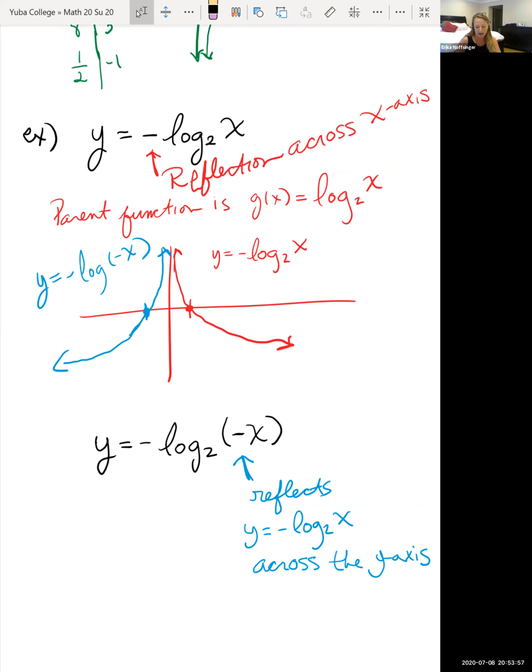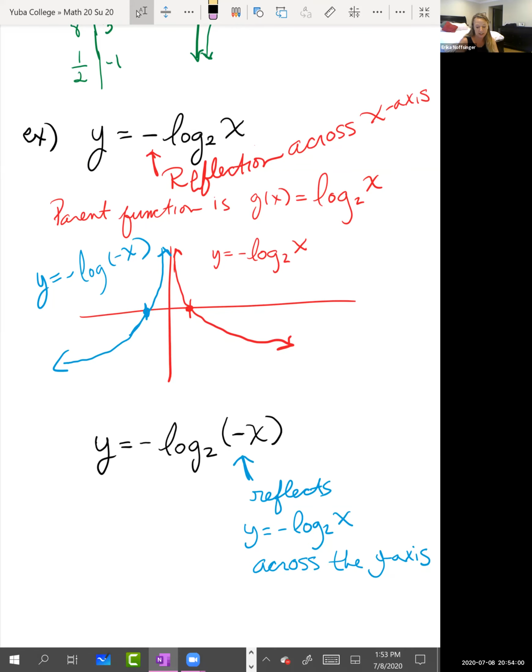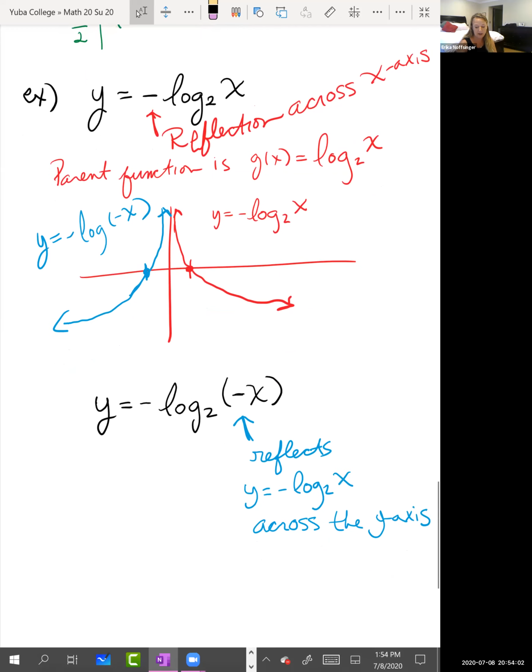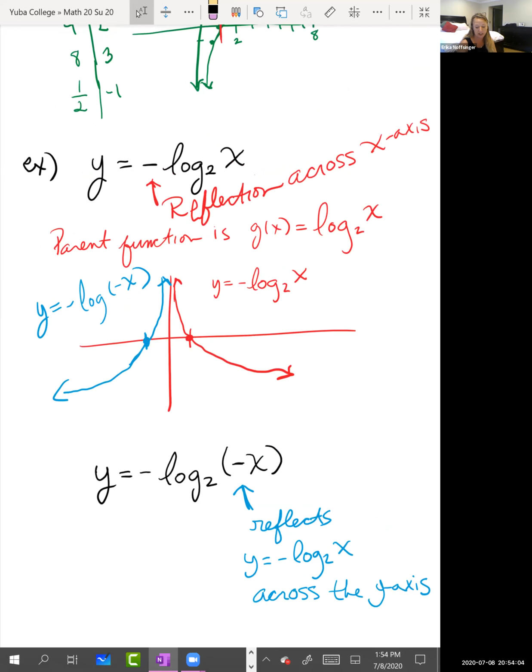If I talked about my domain and range, well, for the negative log base 2 of x, my domain and range did not change from what log base 2 of x was. But notice here, my range didn't change, flipping it, but my domain has changed. The values I plug in for x have to be negative, which makes sense because I have to take a log of a negative number. The negative of a negative is positive.